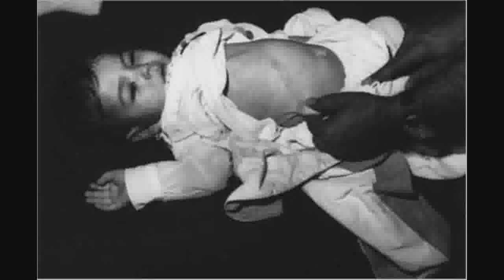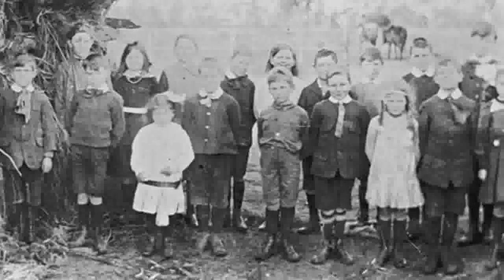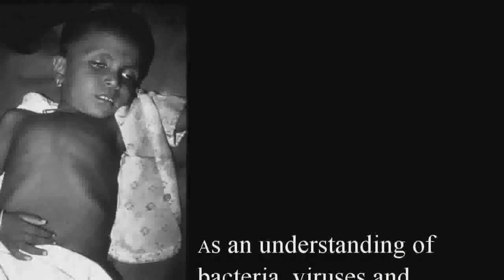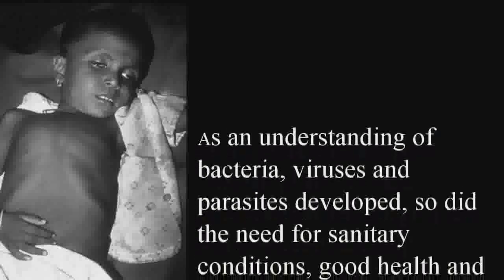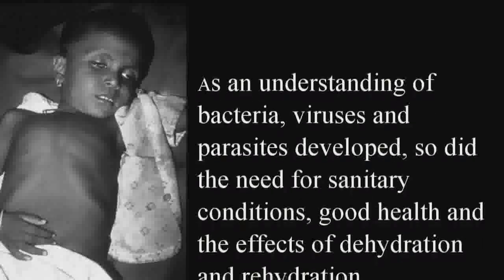Although diarrhea now rarely causes death in developed countries like Australia, it is presented here because it was the third leading cause of death for both male and female infants early in the century. It especially affected children aged 0 to 4, accounting for around a quarter of all infant deaths in early Australia. As viruses and parasites developed, so did the need for sanitary conditions, good health, and an understanding of dehydration and rehydration.